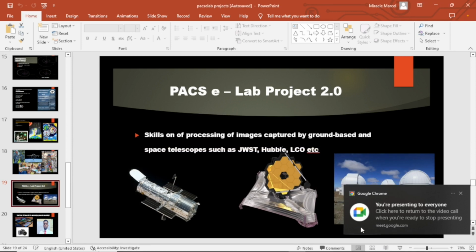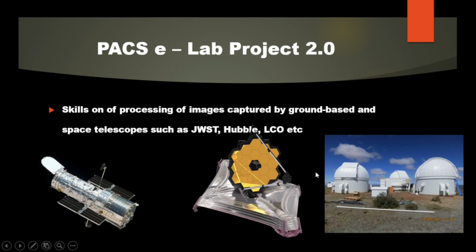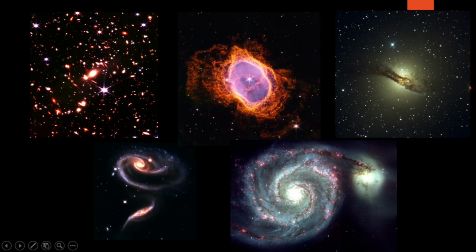So in our second project, I want to describe our second project. So in this project, we're going to teach you how to process images from these telescopes. I'm very sure you are familiar with them. This is the James Webb Space Telescope. We're going to teach you how to process images. And Hubble.